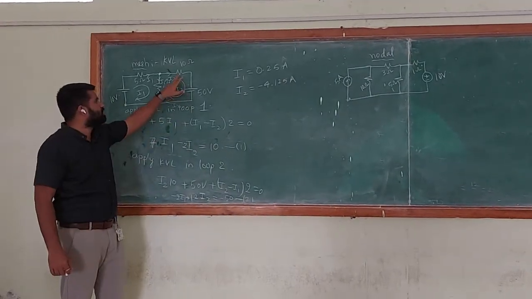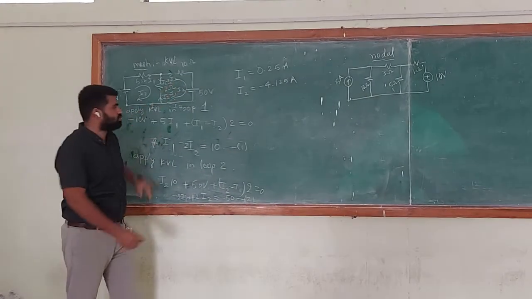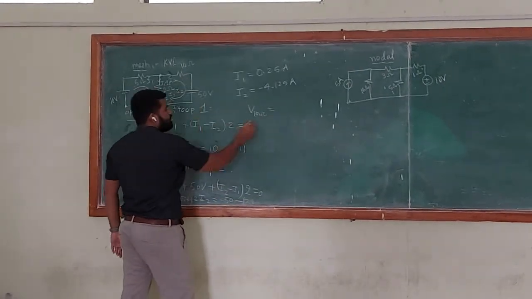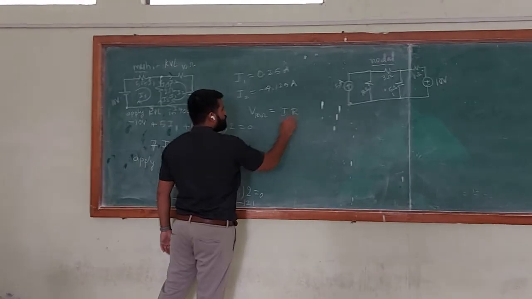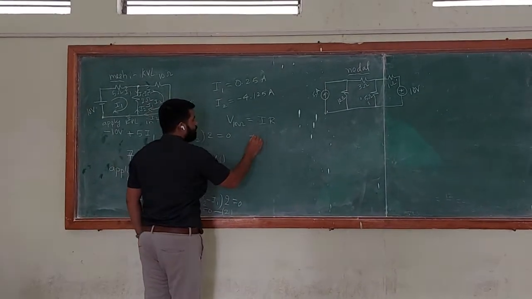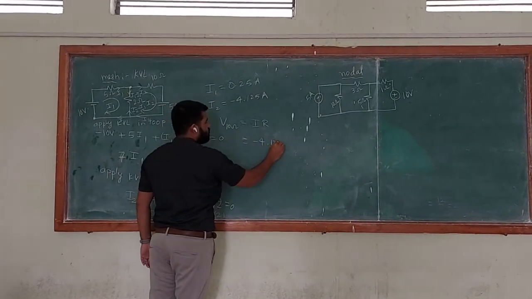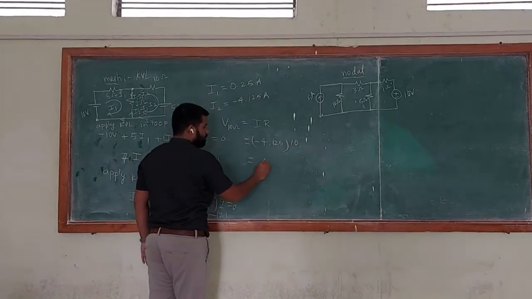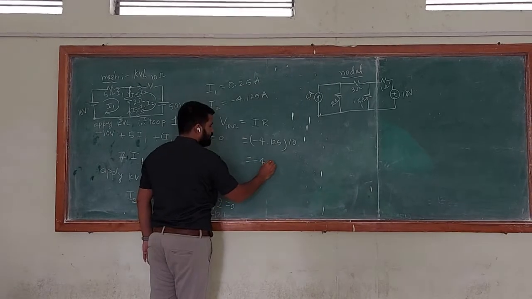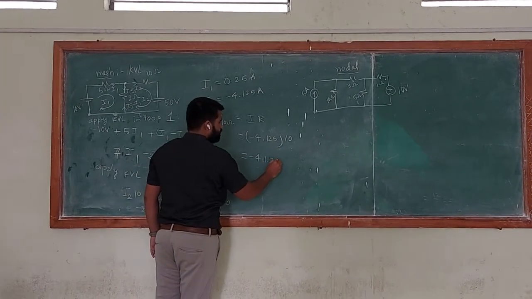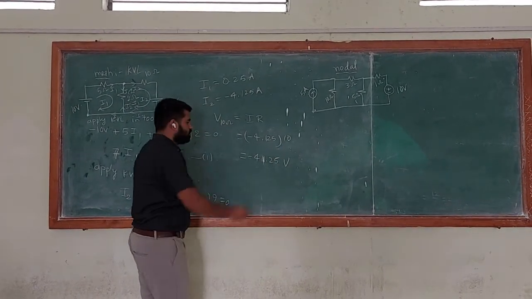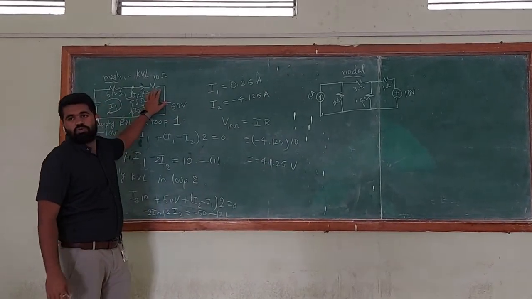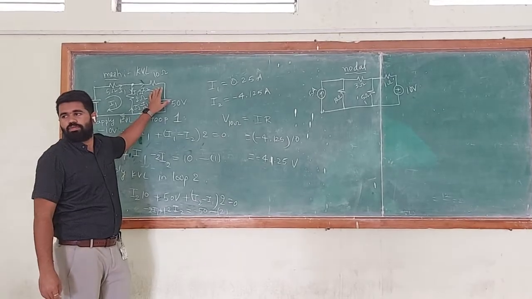If they want the voltage drop across this 10 ohm resistor in particular, the voltage drop is I into R. What is the current in this? If I take minus 4.125 into 10, you will get around minus 41.25 volts. They may ask specifically for the voltage drop in the 10 ohm resistor. Clear?